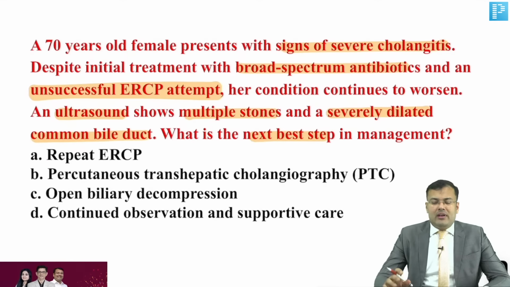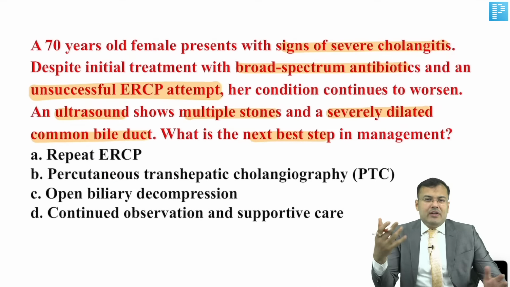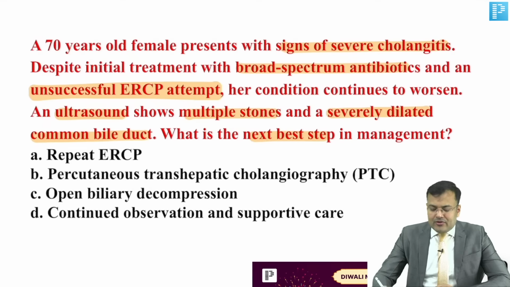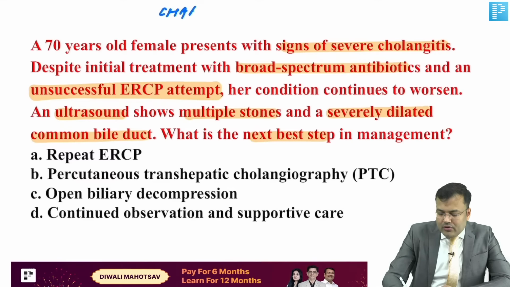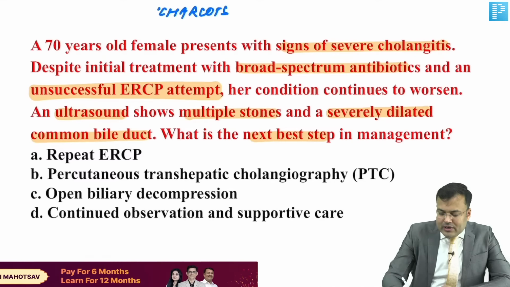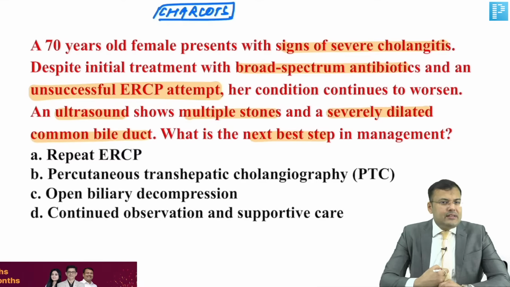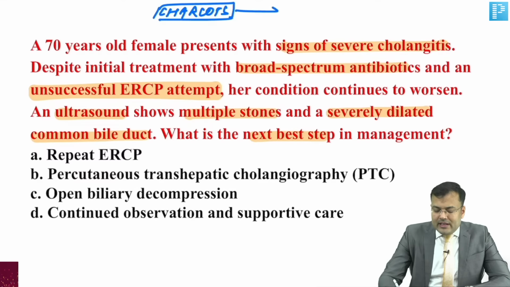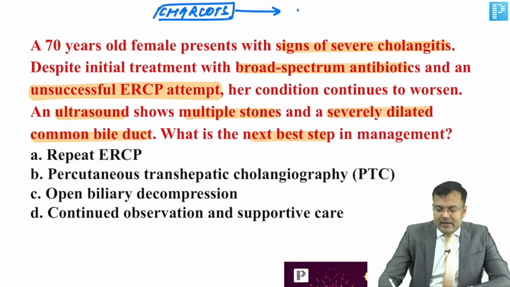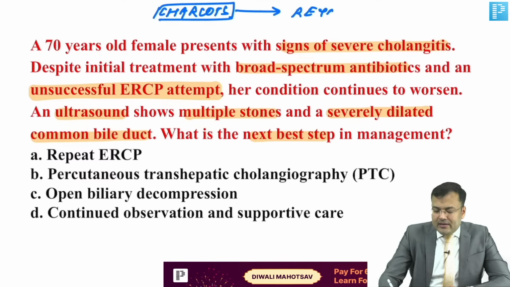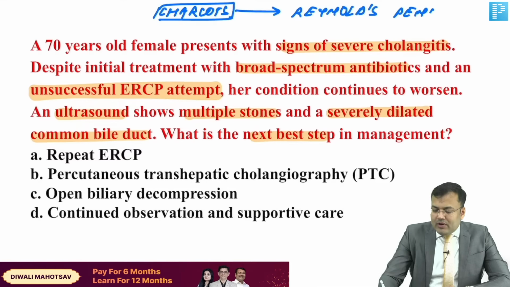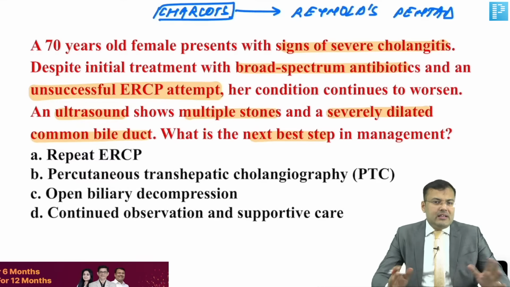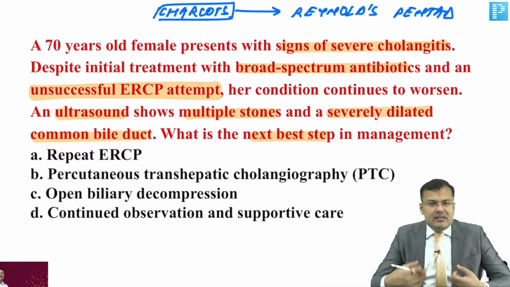Guys, see. What is the protocol? Let me tell you. Any patient who is having cholangitis, you know that it is characterized by a triad. What's the name of triad? It is Charcot's triad. And what are the components of Charcot's triad? Pain, jaundice, fever. If there is delay in treatment, what will happen? It converts into Reynolds pentad. And what are the components of Reynolds pentad? Charcot's triad plus shock plus mental status changes.